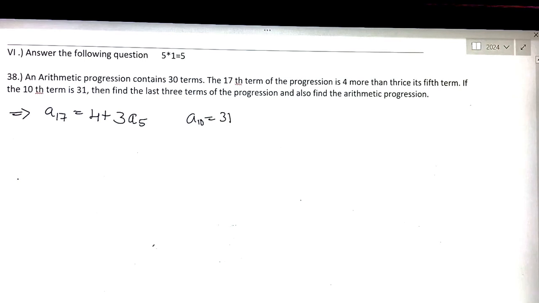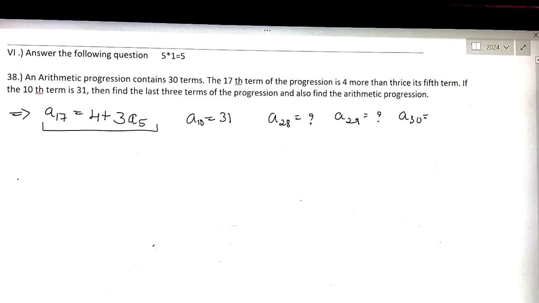Find the last 3 terms of the progression and the arithmetic progression. Okay, what are the last 3 terms of the progression if it has 30 terms? So it will be A28, A29, A30. Okay, and we need to find the arithmetic progression. Okay, so now let's start with this equation.